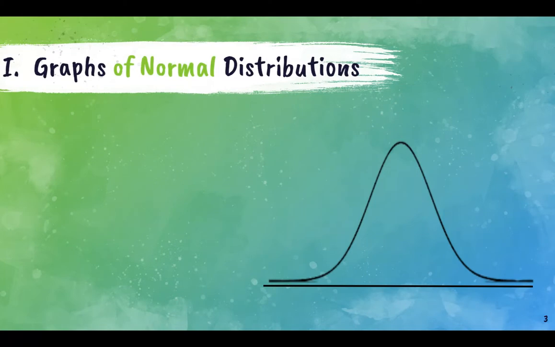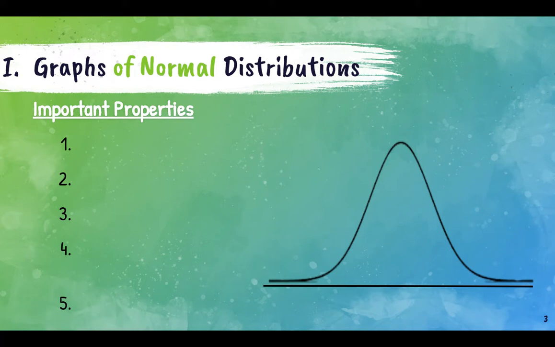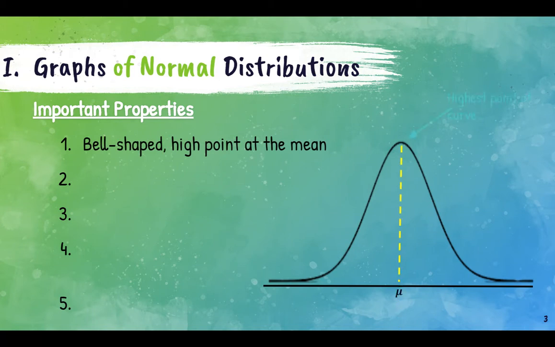Let's take a look at a graph of a normal distribution. There are several important properties that you will find with any normal distribution. First of all, they are bell-shaped with a high point at the mean. The mean is also known as mu, or the expected value.